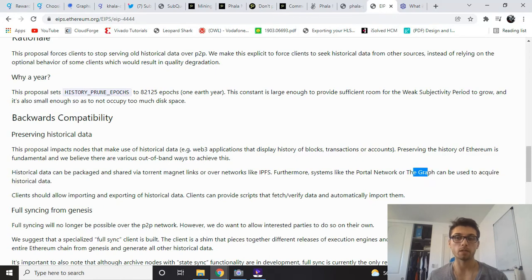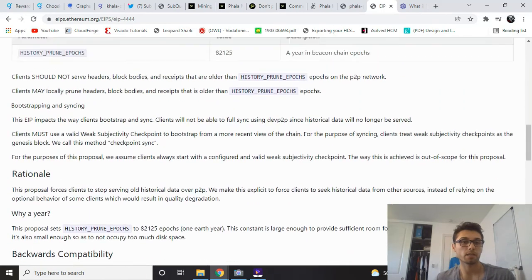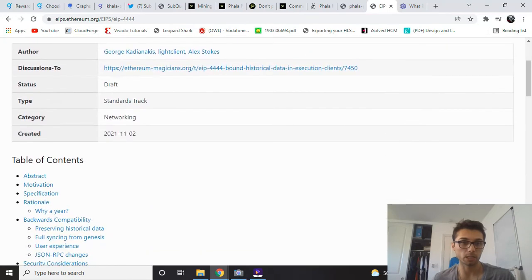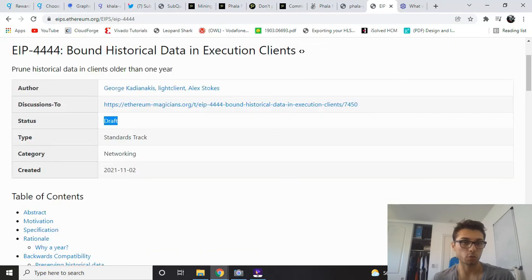And they've already talked about, in the developer updates, setting up a subgraph that indexes this historical data properly. So that's interesting. This is not something that you're going to see advertised at this point because this is just a proposal, and I think it's in the draft stage.